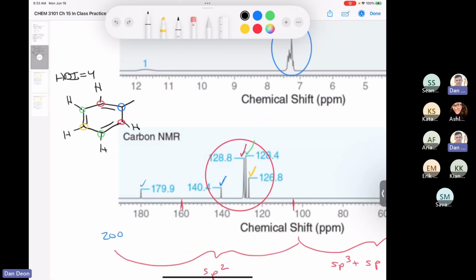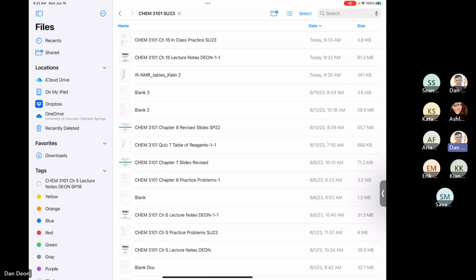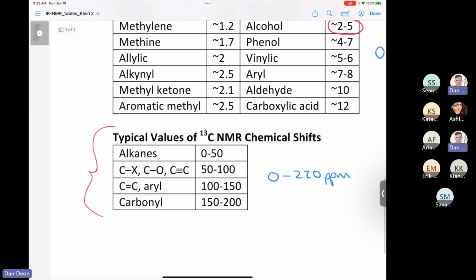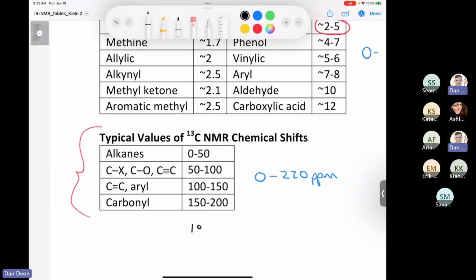What does it mean if we have a carbon that has a chemical shift of about 180? This guy here. What does that mean? That carbon is attached to what? If you have a chemical shift of 180, let's go back to the table. If you've got a shift that's in between 150 and 200, so if you're at 180, that means you've got a carbonyl.